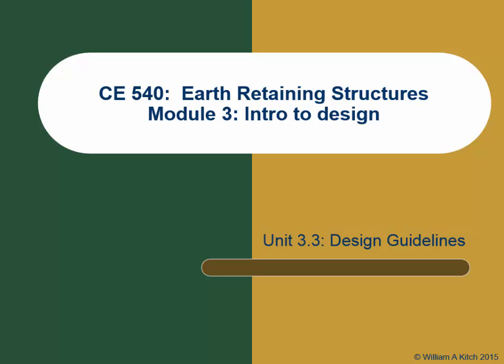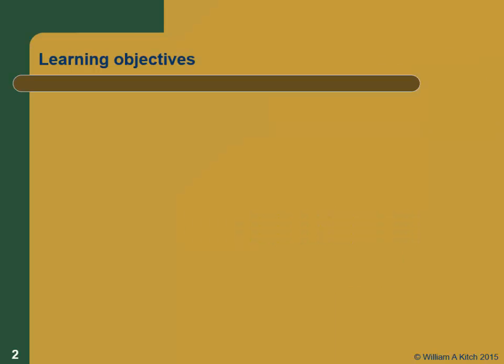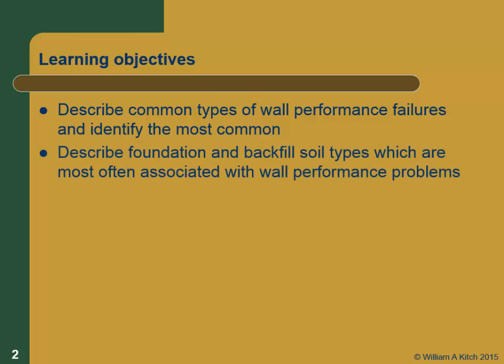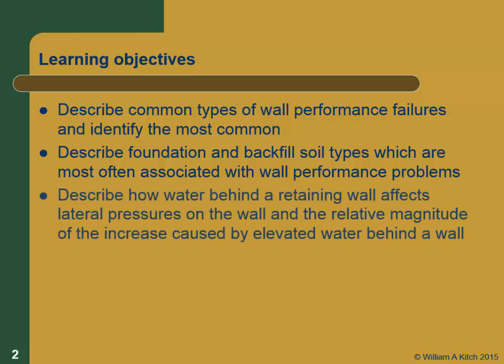Okay, so now I'd like to take all the stuff we've done up to now and talk about some design guidelines and picking appropriate parameters for design. Got a lot of learning objectives this one. We're going to talk at the beginning about some common failure conditions and wall performance, and I think it's really instructive to see where we've historically had failures. We'll talk about what kind of foundation and backfill soils cause problems, so you should be able to identify those.